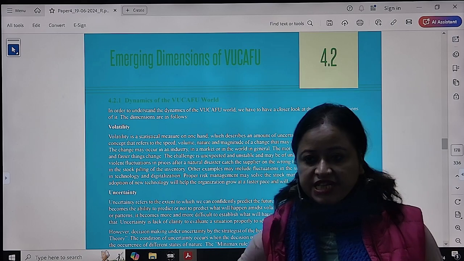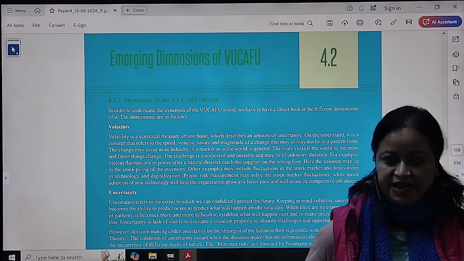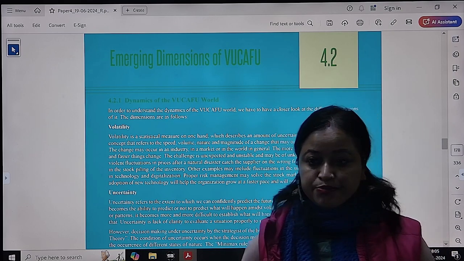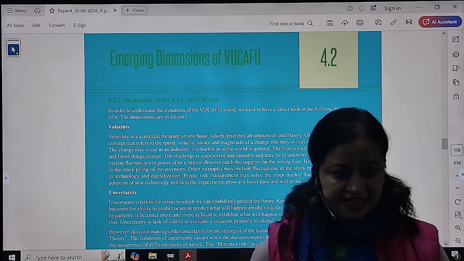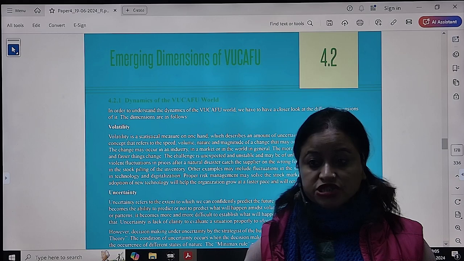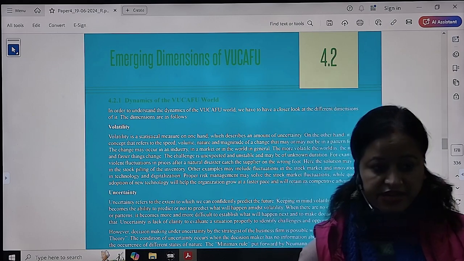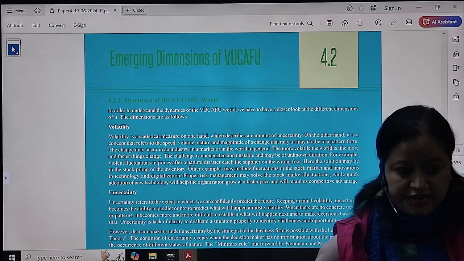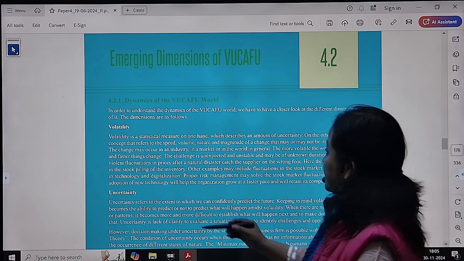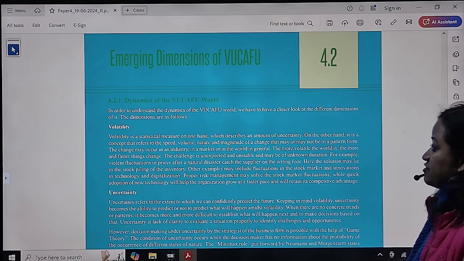As we know, in the business environment everything keeps changing. In the previous chapter you studied business environment: political, economic, social, legal, technological. The business environment is very dynamic. That means it keeps on changing from time to time, every year, every month or every 6 months. It changes with time. And volatility is related to uncertainty.